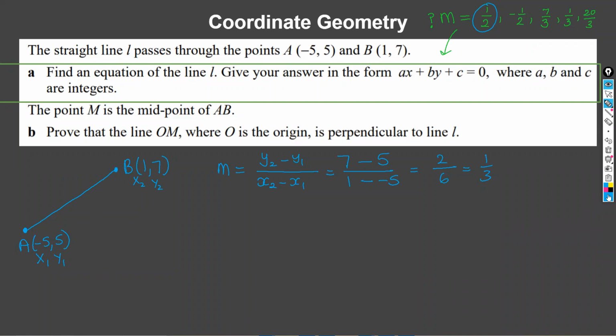So now that we have the gradient, y is equal to 1/3 x, and we still need to find C. Now, to find C, you just choose one point on the line, right? It doesn't matter if it's A or B. I'm just going to choose A. To me, it really doesn't matter. A lot of people are sending the answer for C, so feel free to send yours as well.